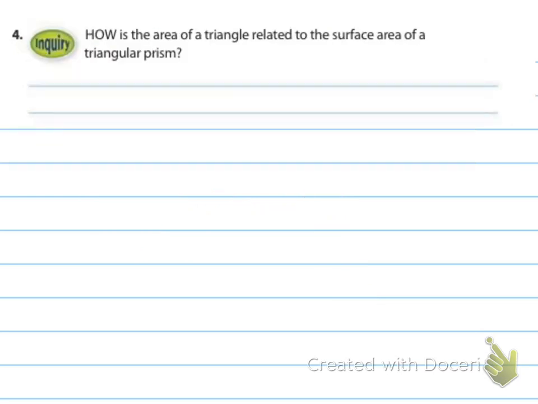All right, so how is the area of a triangle related to the surface area of a triangular prism? Basically, I hope that you've noticed that you find the area of the bases, which are triangles, and then you find the area of the triangles times 2, and then the area of each of the rectangles corresponding to each of the 3 faces of the triangular prism. And then you add them all together and you have the surface area.